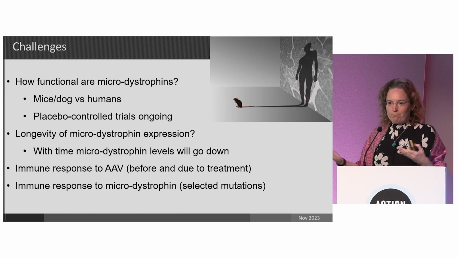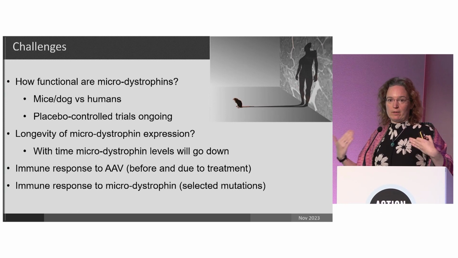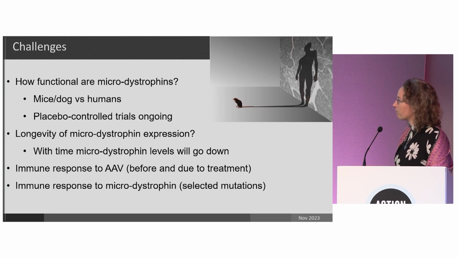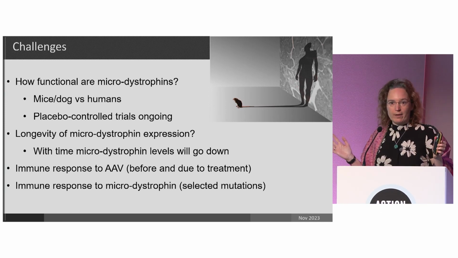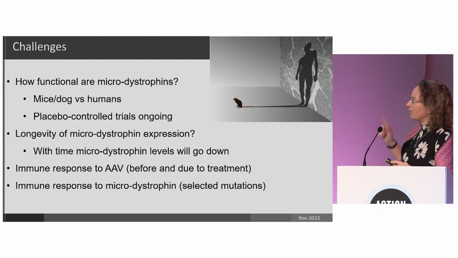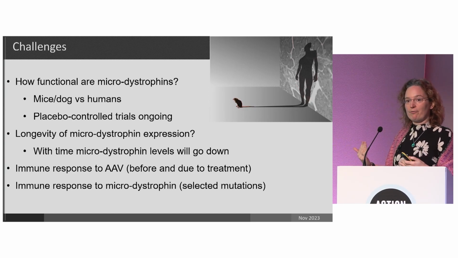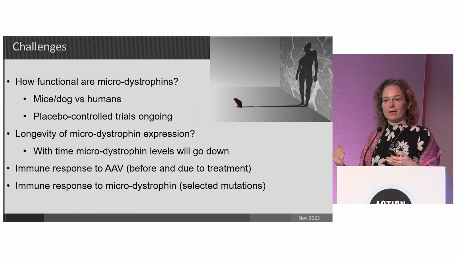And that's not to discriminate, that is to prevent that they actually get worse because they start breaking down their muscle and their heart. So that is one challenge applying to a subset of patients, but there's also other challenges. And the first one is, how functional are these microdystrophins? We know they're functional in mouse and animal studies.